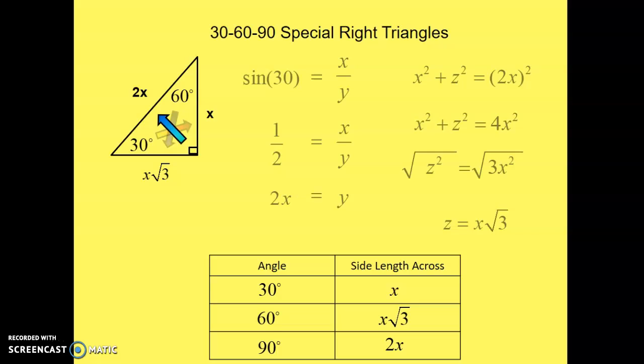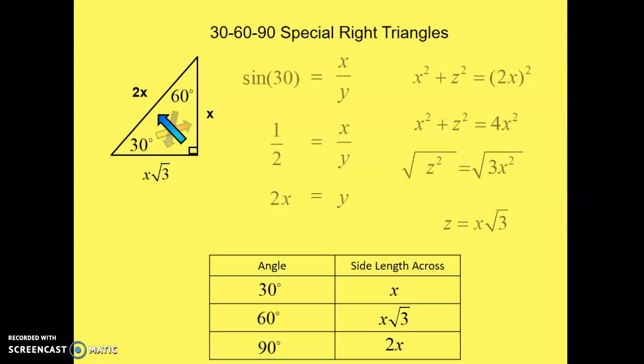And this should make sense because the degrees also match up with the side lengths proportionally. So across from the 30 is the shortest length, across from the 60 is the medium, and across from the 90 is the longest length. So x is the smallest number, x times root 3 has got to be a little bit bigger, and 2 times x is even bigger than that. Okay?